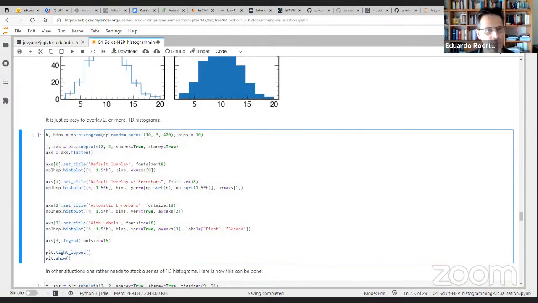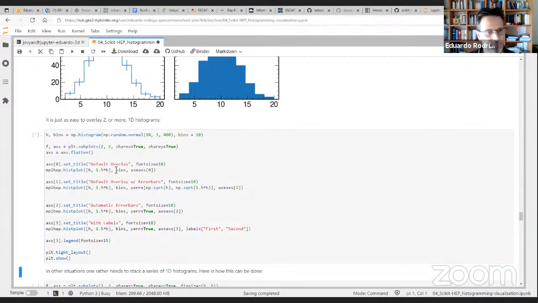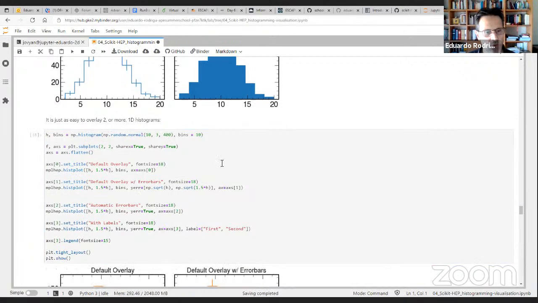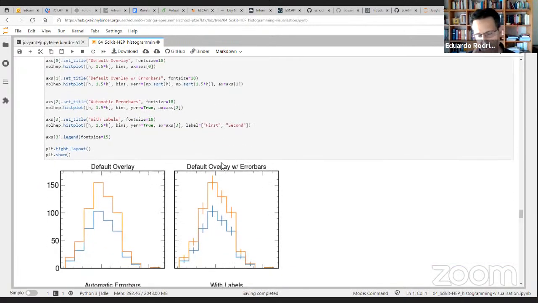Now, you can also do overlay things. If you imagine you actually want to plot two distributions and see some differences because you have applied some selection, you want to see how that distribution has evolved. So that's typically the use case for these kind of overlay plots.